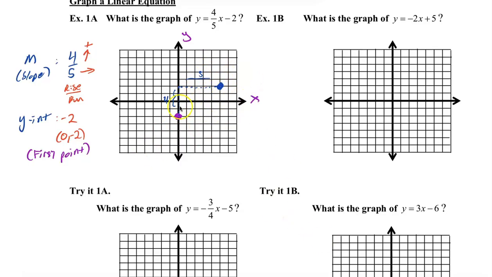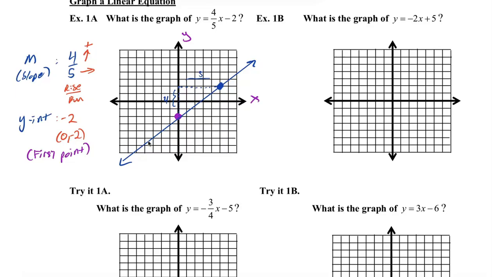If you want more points to make an even nicer line, you can do it again: up 4, right 5, up 4, right 5. If you're pro, you can go the opposite way: down 4, left 5. I'm just going to connect these 2 points like that. Okay, so that's the concept.